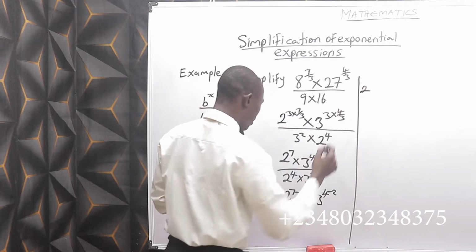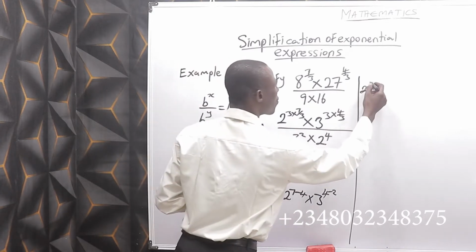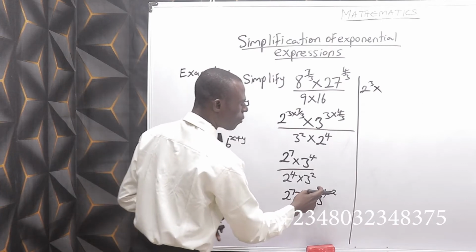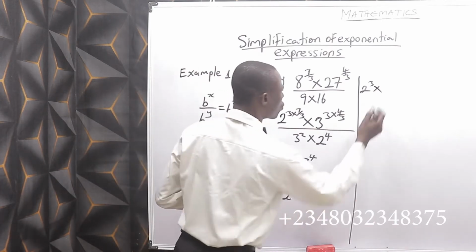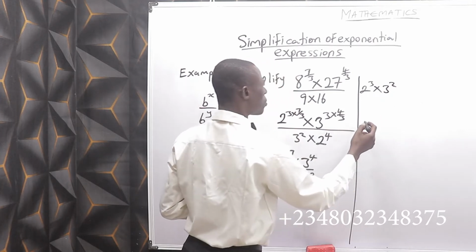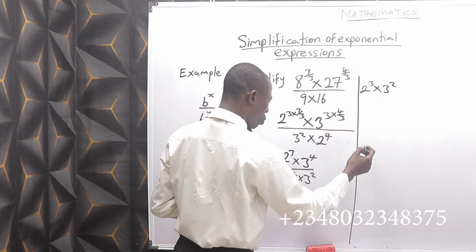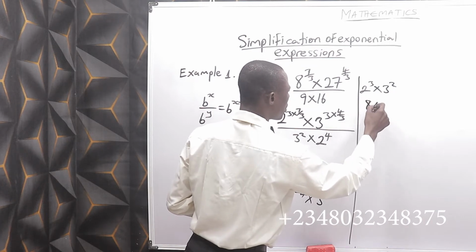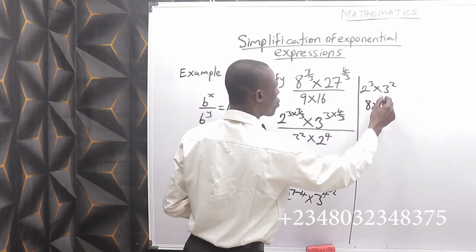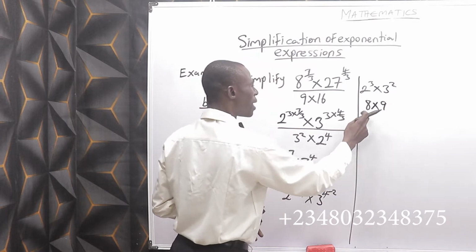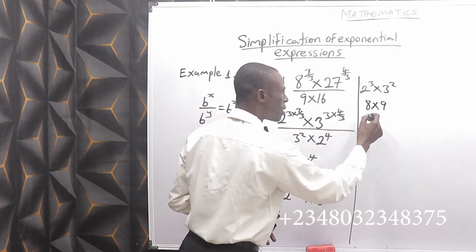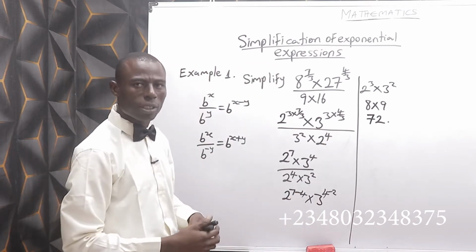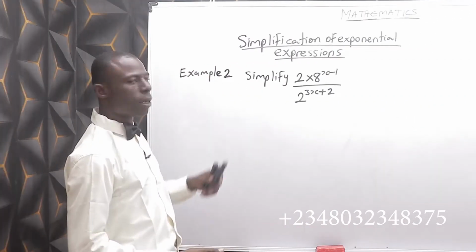7 minus 4 gives 3, times 3 raised to the power 4 minus 2. 4 minus 2 is 2, so 3 raised to the power 2. So, 2 raised to the power 3 is 8, times 3 raised to the power 2 is 9. 8 times 9, that is 72. Do you understand? Example 2.